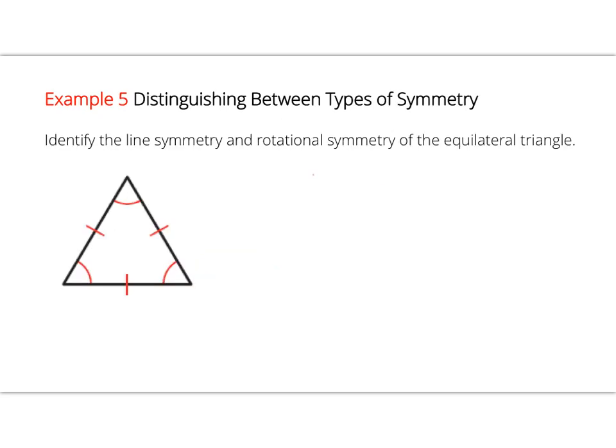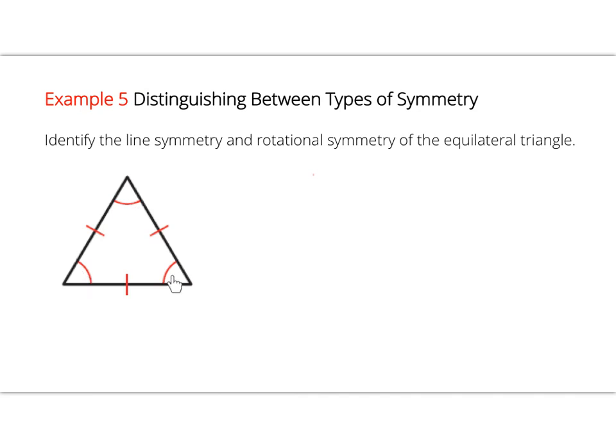All right, let's distinguish between types of symmetry. So at this point, we've now learned about a second type of symmetry. The first type was line symmetry in our previous lesson. So let's take a look at this figure and see if we can identify any line symmetry and rotational symmetry that an equilateral triangle has. We see by the markings that an equilateral triangle means that all sides are the same length and all angle measures are the same measure.